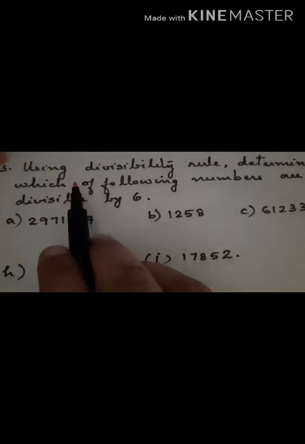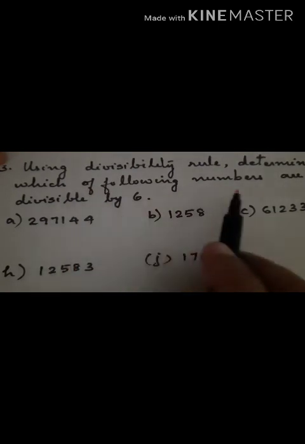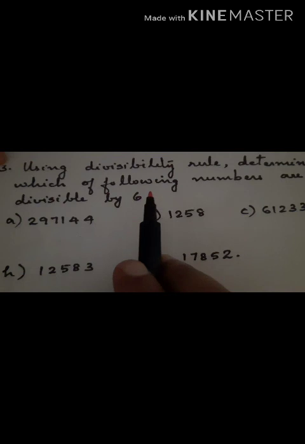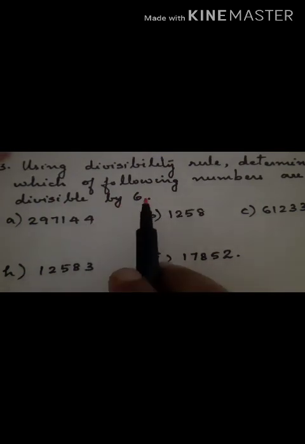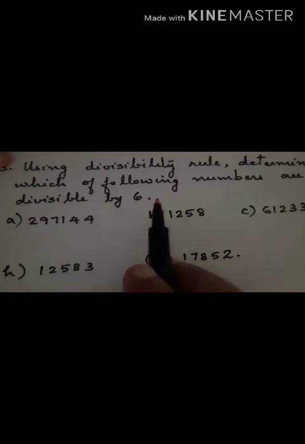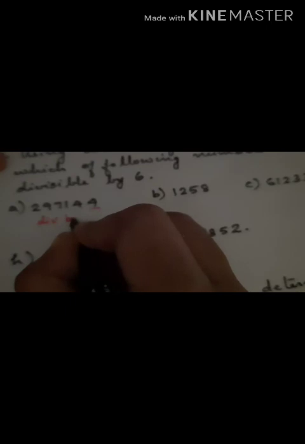Now see the third question. Using divisibility rule, determine which of the following numbers are divisible by 6. To know the divisibility of 6, you have to find whether the number is divisible by 2 and 3. If both are divisible, then you can say that it is divisible by 6. So we will take the first question. See, here the last digit is 4. If the last digit is 4, you know that it will be divisible by 2. Now you have to check the divisibility by 3.